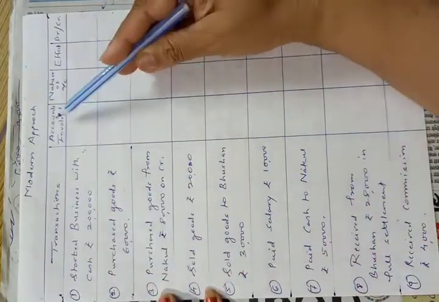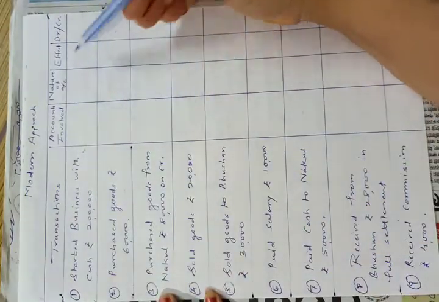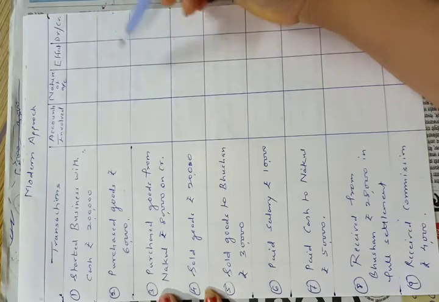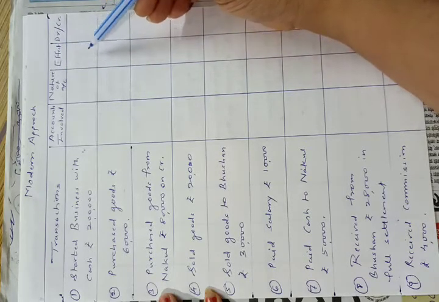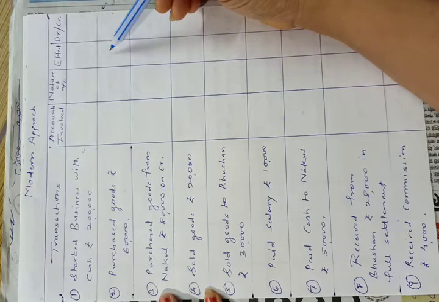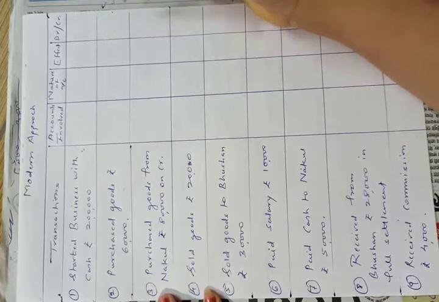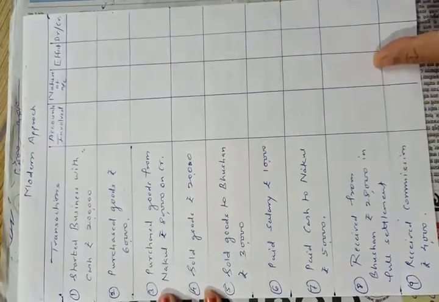Here some transactions are given. This column is for accounts involved. This column is for nature of account. This is for effect, that is increase or decrease. And this is for debit and credit. Okay, so let's start.